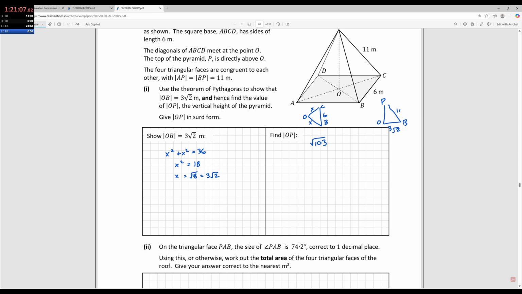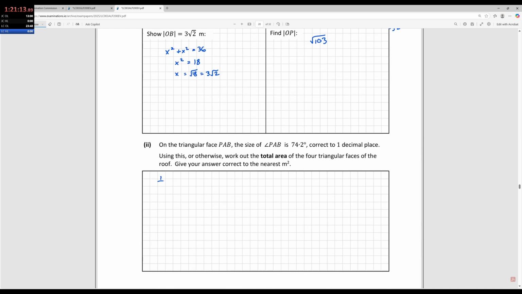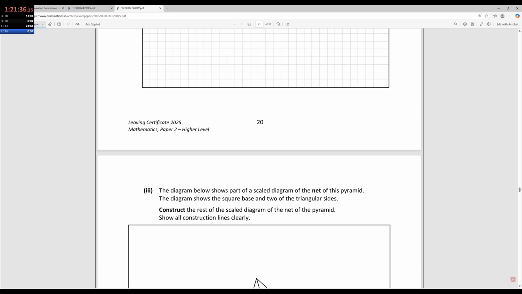Okay, and the triangular face PAB, the size of the angle PAB is 74.2. Use this to find the total area. So it's just going to be 11 and 6 though, right? So it's going to be a half times 11 times 6 times sine 74.2. So it's going to be 33 sine 74.2. But I'm going to have to multiply that by 4 because it wants the total area of all 4. That gives 127, correct to the nearest meter squared. Okay, no decimals whatsoever.